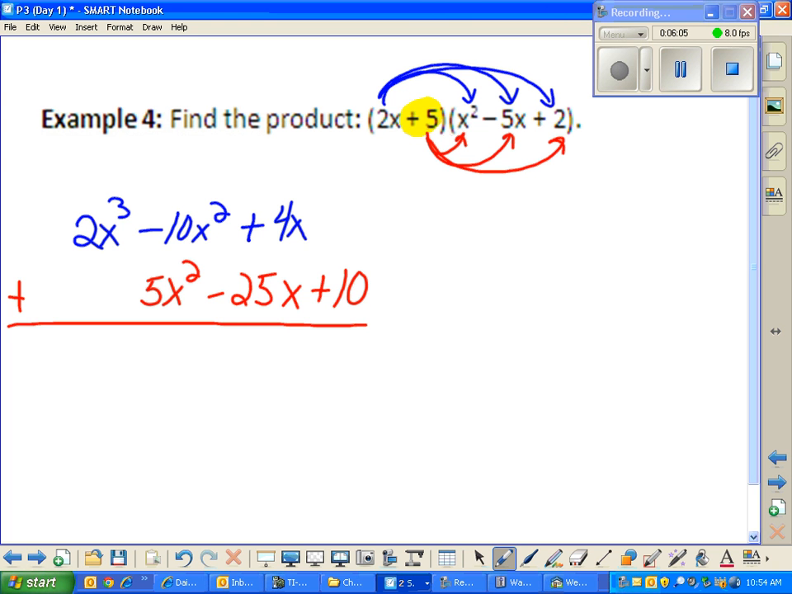All right, so now it's just like a problem on last night's homework. See why it's important to add and subtract polynomials before we multiply them? I'm adding two polynomials together. So now I can find the sum.